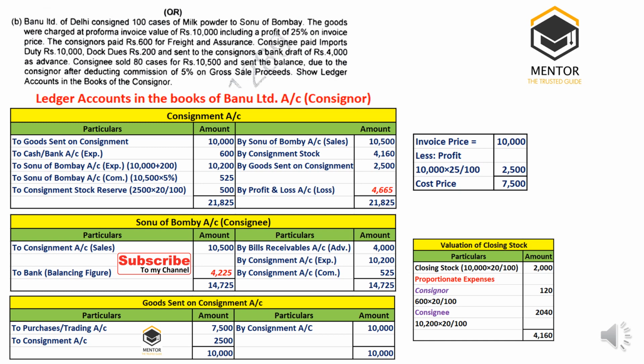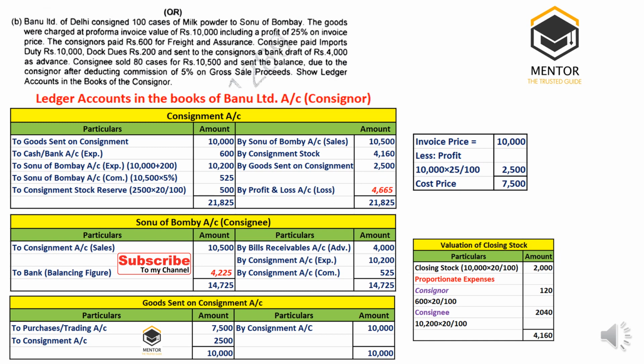Since it is prepared in the books of the consignor, we need to write at cost price only. Since we have already written 10,000 and we have valued closing stock on the basis of invoice price, therefore we will eliminate this impact by writing two entries, that is consignment stock reserve and goods sent on consignment, that is the total stock reserve. So in this way we will do this, and the advance paid by the consignee, that is 4,000, will be credited, that is bills receivable will be credited to the consignee account, 4,000.